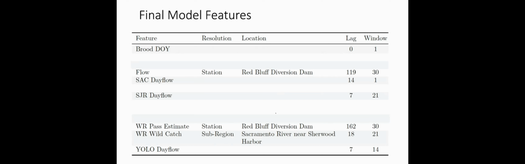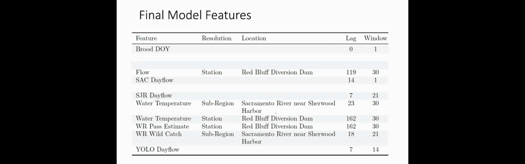We ended up reducing this list to 12 variables that included day of year, which is very important because we're looking at seasonal data, a couple of estimates of how many fish or indices of how many winter run Chinook salmon are in the ecosystem, specifically the pass estimate at Red Bluff and wild catch in the city of Sacramento. We have numerous flow metrics. We have 2 water temperature metrics. Again, one in the Sacramento River near Sherwood Harbor, or near Sacramento the city, and one at Red Bluff. We have 2 management levers, the delta cross-channel position and exports, and Secchi depth, also at Sherwood Harbor, fell out as important.